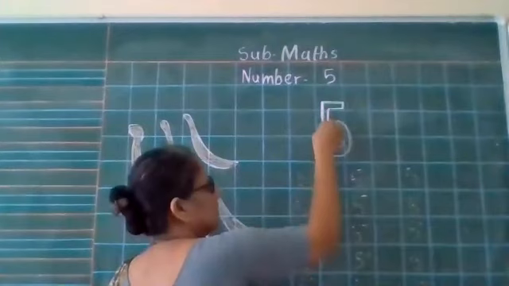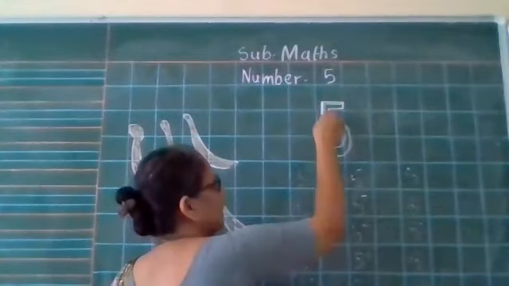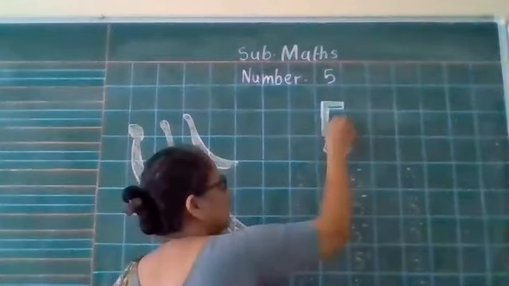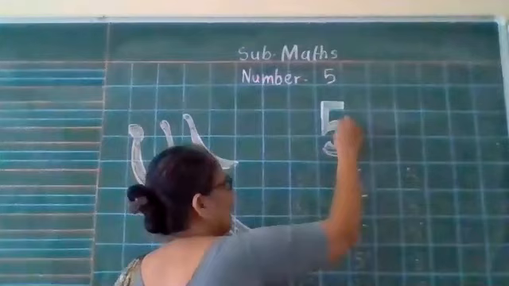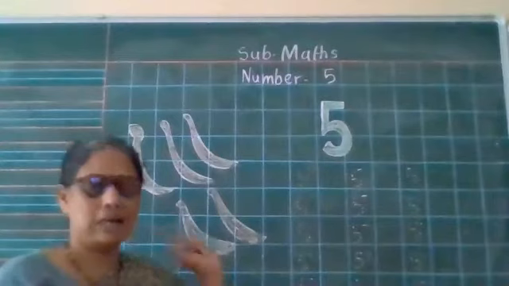Again, sleeping line, standing line, curve line. Again, sleeping line, standing line, curve line. Sleeping line, standing line. And do like this, curve line. You will color like this.